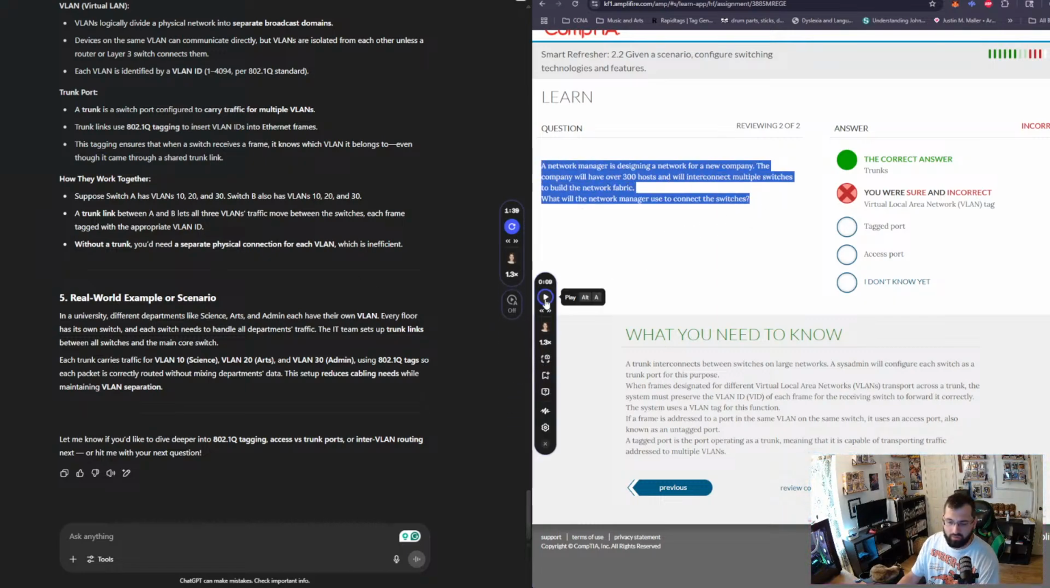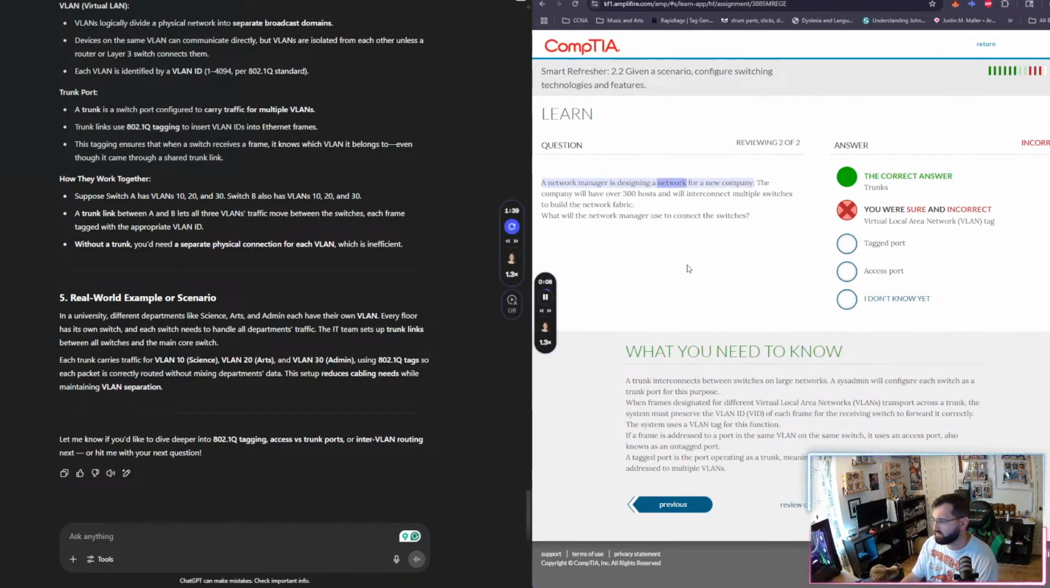We're gonna let that one simmer for a second. A network manager is designing a network for a new company. The company will have over 300 hosts and will interconnect multiple switches to build a network fabric. What will the network manager use to connect the switches? So, to connect all the switches, you will need trunks.